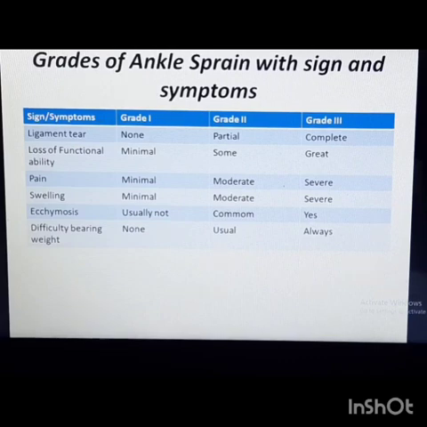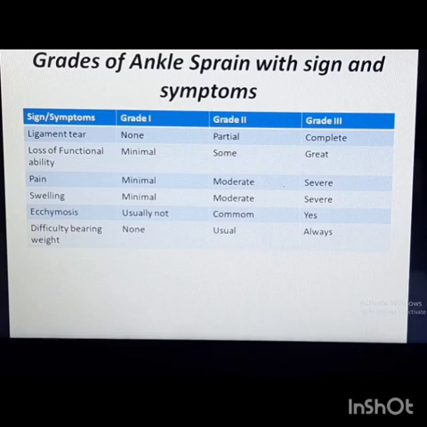Grades of ankle sprain with signs and symptoms. The signs and symptoms of ankle sprain are basically ligament tear, loss of functional ability, pain, swelling, ecchymosis and difficulty bearing weight. As the grade advances, the severity of the signs and symptoms also increases.